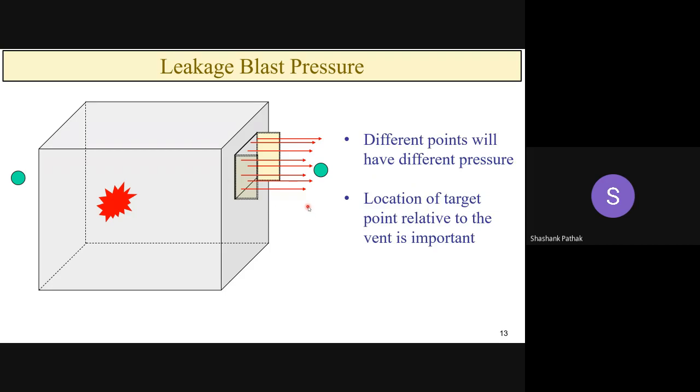In this, it is important to understand that if some point is right outside the window, or right outside the vents, those will obviously experience comparatively higher pressures compared to the points which are farther from the direct vent opening. So different points will have different pressures, and the location of the target point relative to the vent is also an important criterion in calculating such blast pressures.